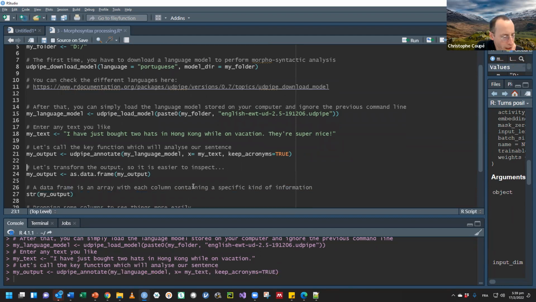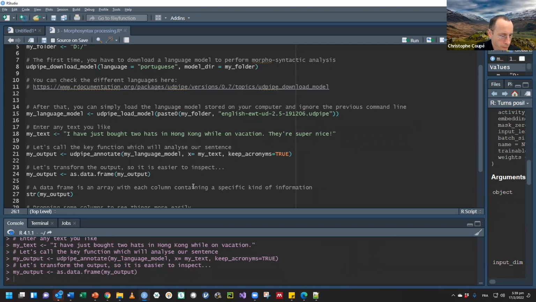And if you want to check it in an easy way, you just turn it into a table. So you say, take this, the result, and turn it into a data frame. It will be easier to read. Okay. We are done. Let's see the result.